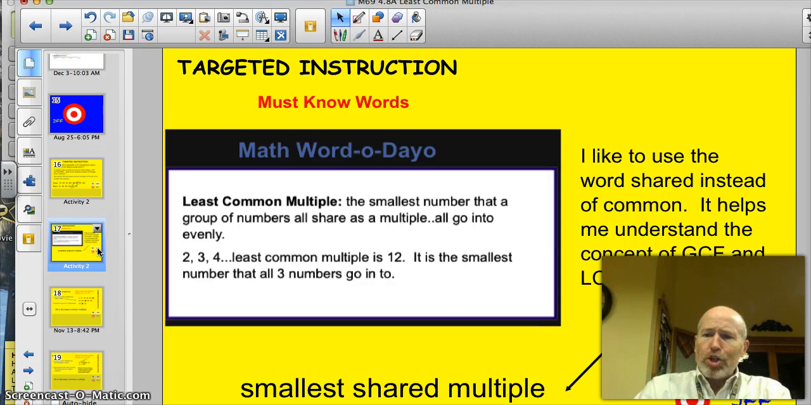I like to use the word shared instead of common. It kind of helps me understand these terms of GCF, greatest common factor. I think of it as the greatest shared factor. Remember we talked about that concept earlier? And LCM, least common multiple. I like to think of it as the smallest shared multiple. All right, so hopefully that word common, if you think of it as shared, that'll help you too.